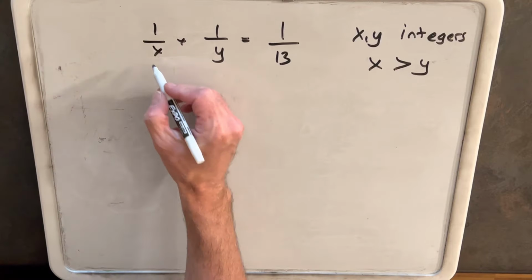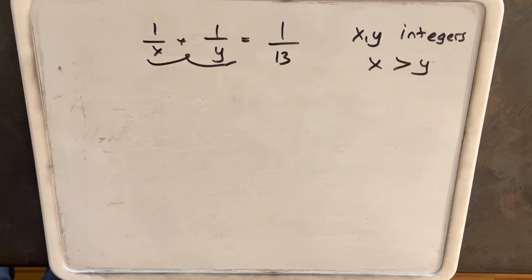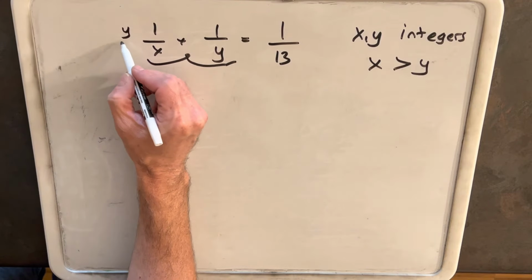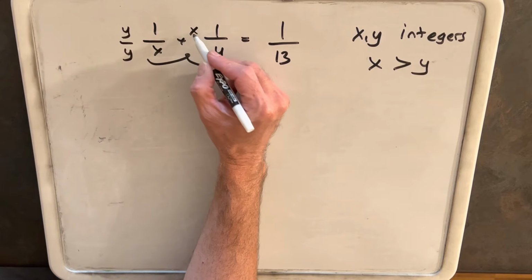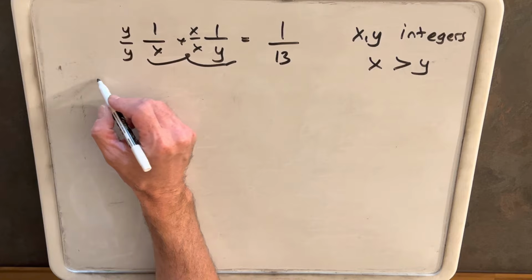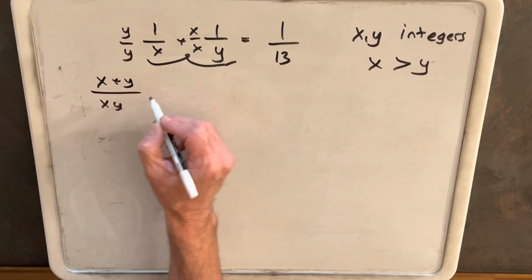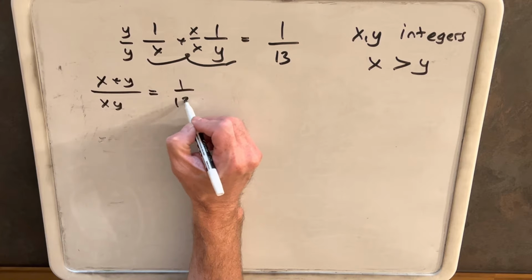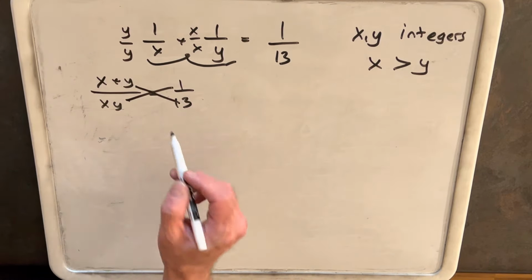To start with, I want a common denominator here on the left side. So let's multiply this one by y over y, so we're just multiplying by 1. And here we'll multiply by x over x. Then this left side is just going to simplify to x plus y over xy equals 1 over 13. Then we can just cross multiply here.